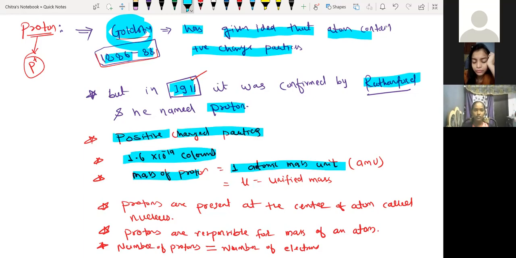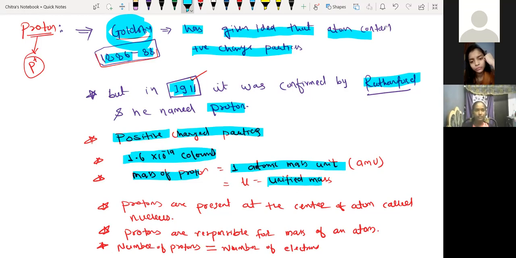Okay, and which is now modified by the IUPAC as unified mass. Like if we are buying something from the market, like vegetables, if we are buying potatoes, we are asking for 1 kg of potato. So we are asking for 1 kilogram, which is nothing but the mass. But the atomic mass is a very, very small unit. That's why for that small unit we are using the unit called atomic mass unit.